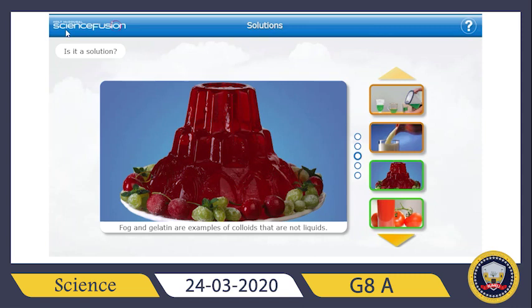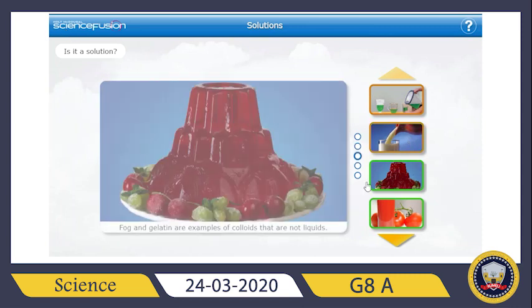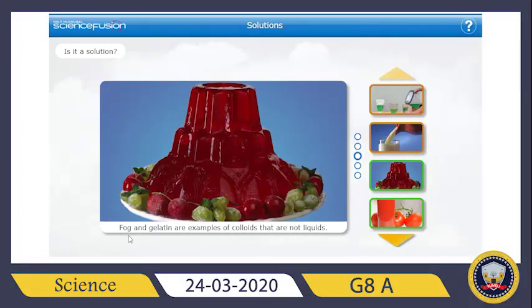So we can't say that all colloids should be like milk. We also have gelatin or fog. You know fog? Remember fog? We can't see the particles inside the fog. It is not exactly like air. That's why we call them colloids, not solutions.